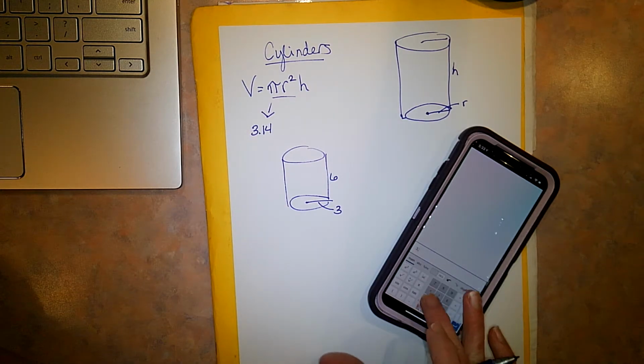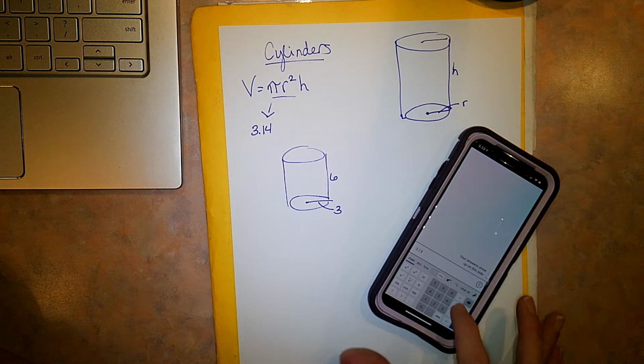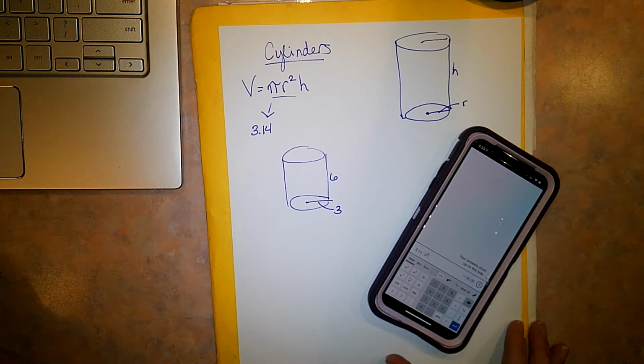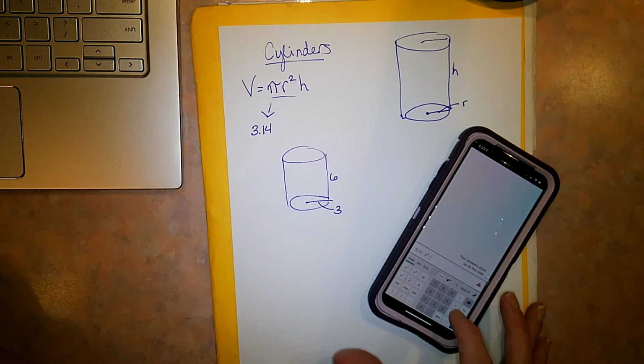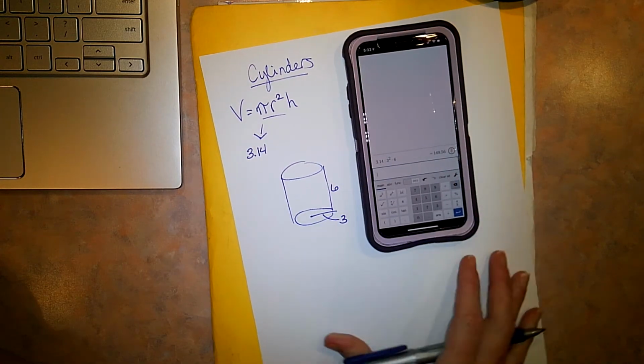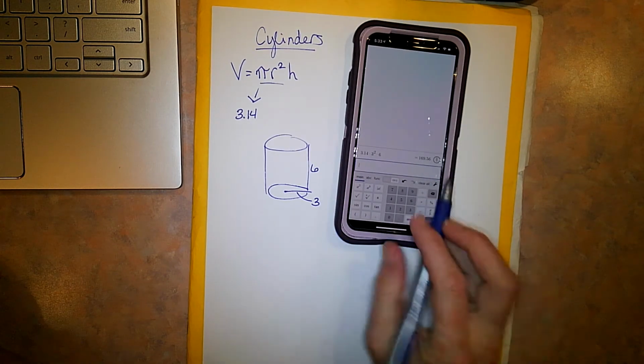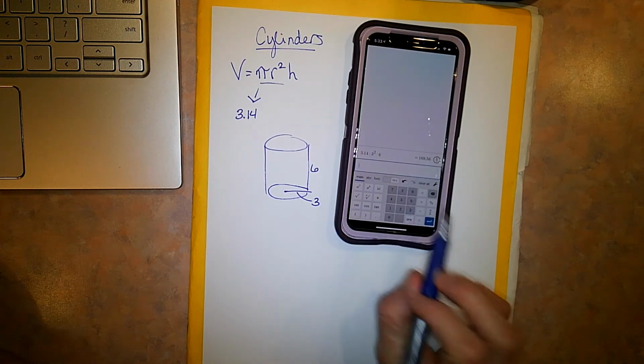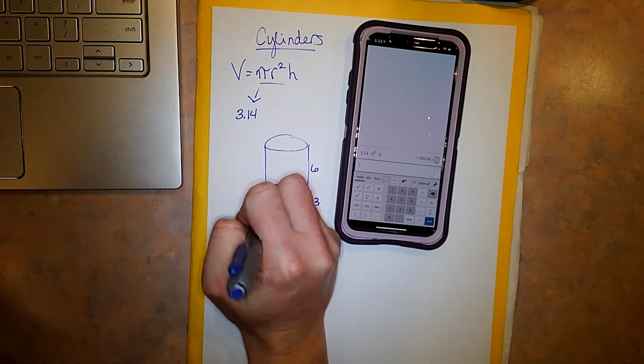So I'm going to do 3.14 times the radius, which is 3. Hit that second power, times the height, which is 6. And when I hit enter on my calculator, you can see right here, I know it's kind of hard to see, but it says 169.56.